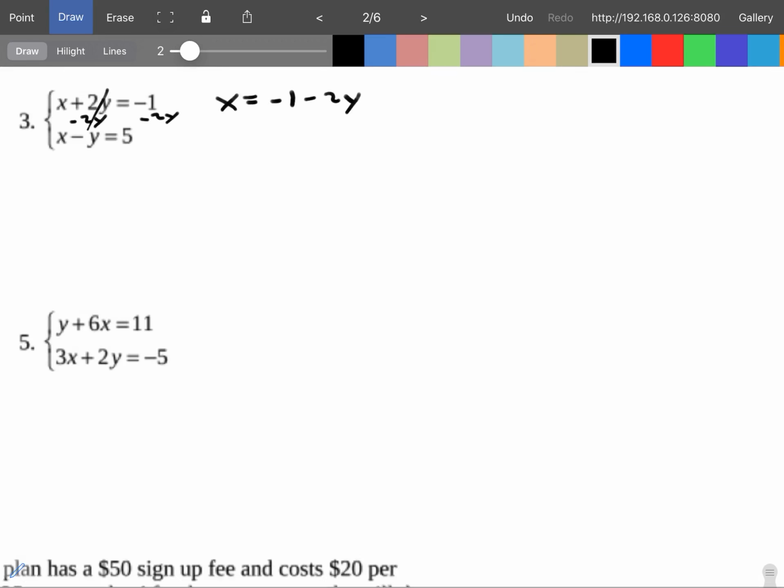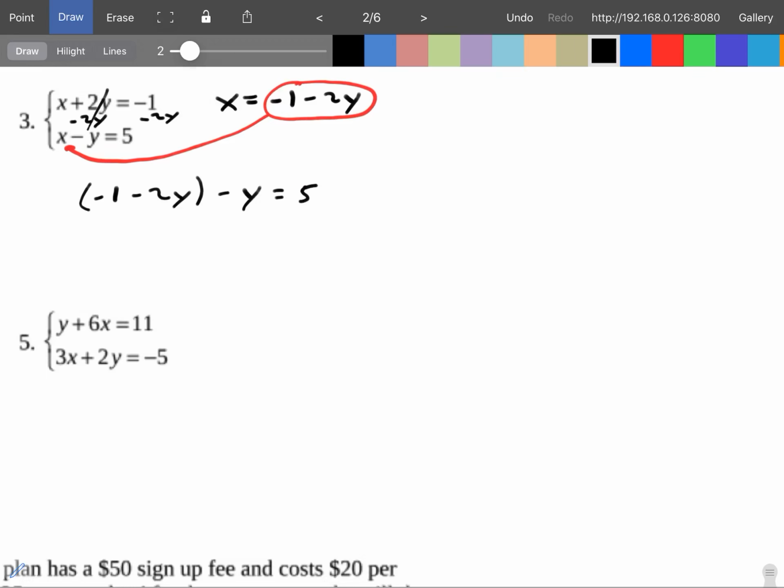All right, now we're going to take that expression for x, and we have to plug that into the other equation where the x is. So x is equal to the quantity -1 minus 2y, and we're going to plug that in for x in the other equation, not back into the same one. So if we do that, the bottom equation is going to look like -1 minus 2y minus y equals 5.